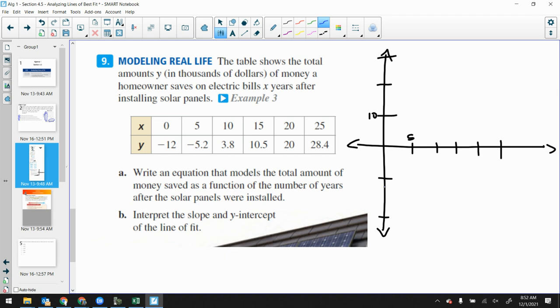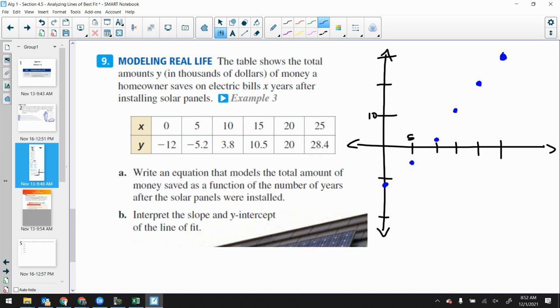0, negative 12, somewhere down here. 5, negative 5.2, so somewhere right here. 10, 3.8, so somewhere up here. 15, 10.5, just above my 10 line. 20, 20, so right at my 20 line there. And then 25, 28.4, just below my 30 line.